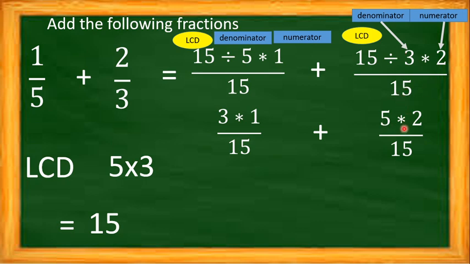Then multiply by 2. 5 times 2, the answer is 10. Then add 3 and 10, we get 13. Then copy their common denominator, that is 15. Our final answer here is 13/15.